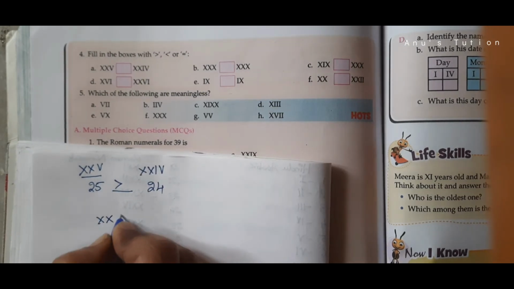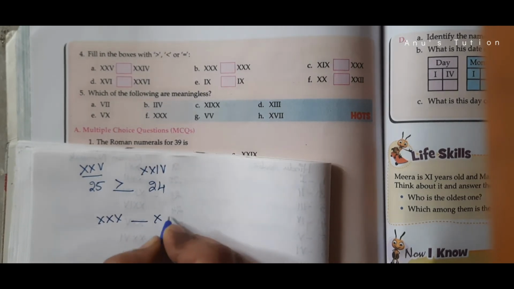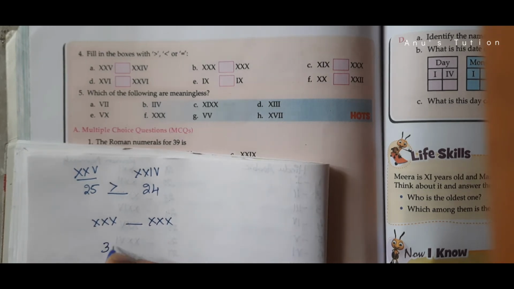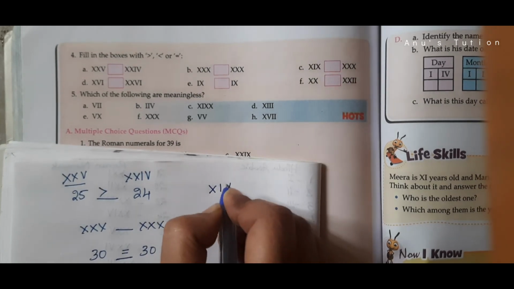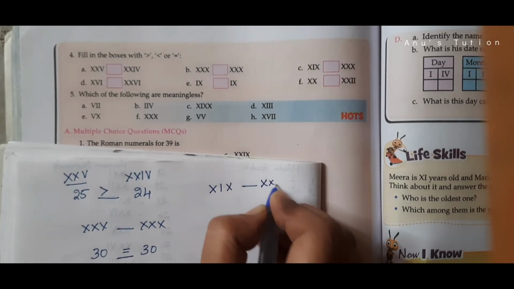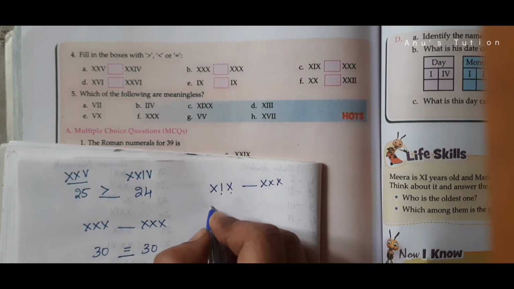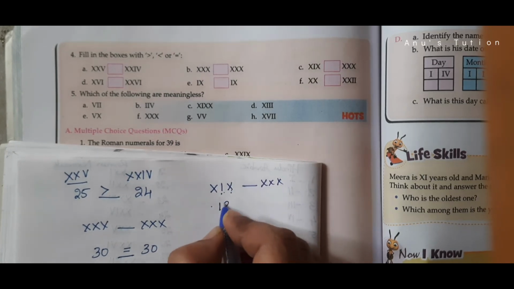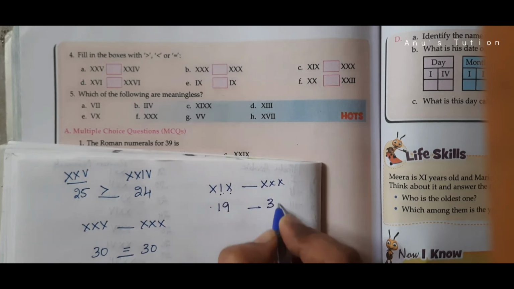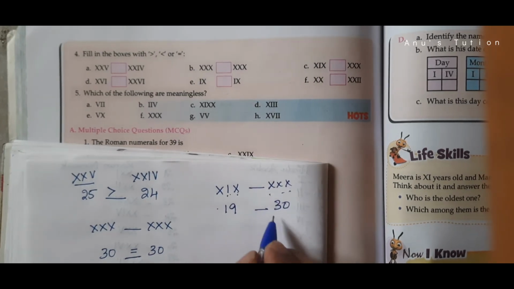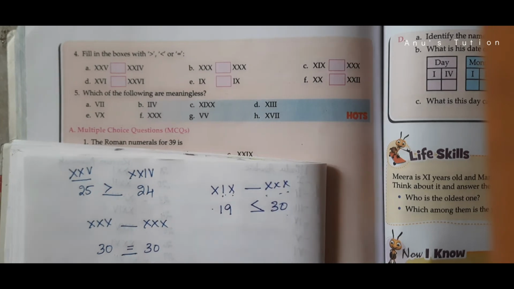Next, XXX and XXX. It is 30, which means we will get the equal to symbol here. Next, XIX and XXX. Here we get I on the left side of X, which means 10 plus 9, that is 19. XXX is nothing but 30, which means 19 is less than 30.